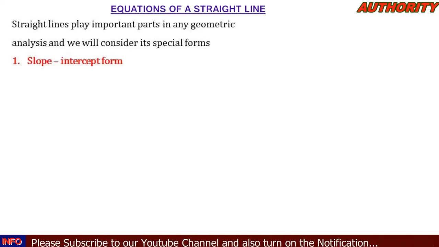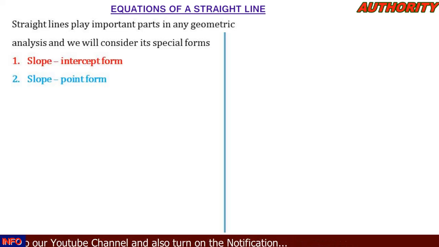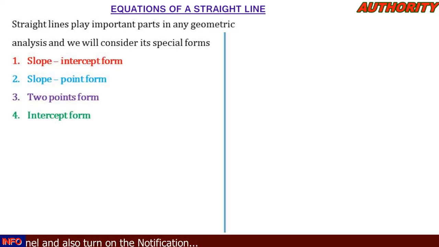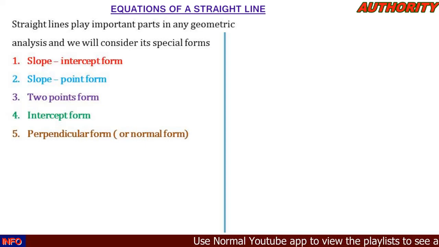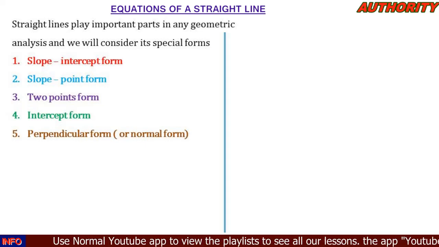We have slope-intercept form, slope-point form, two-point form, intercept form, and perpendicular form, or we call it the normal form. So these are the special forms of the equation of a straight line. We are going to take them one after the other. Okay, now let's go from the first one.